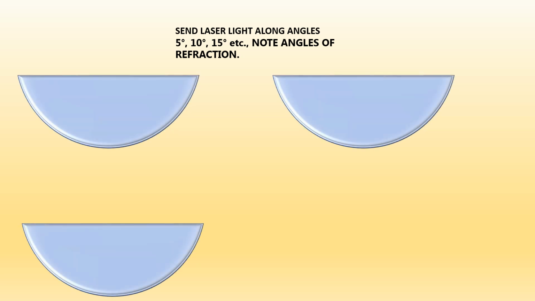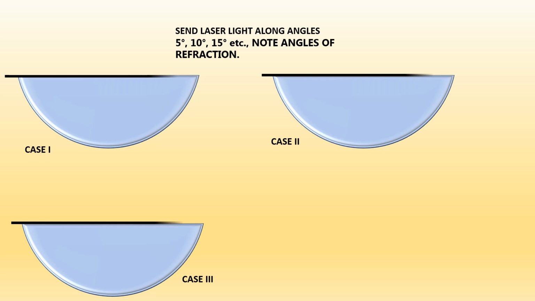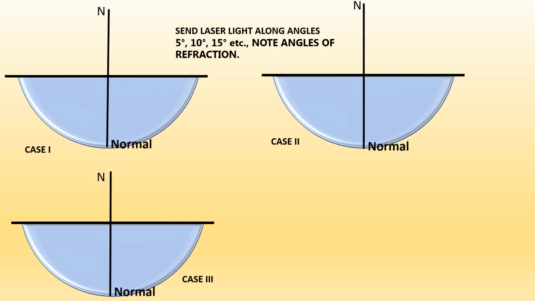Now send laser light along angles 5 degrees, 10 degrees and 15 degrees. Note the angles of refraction. For this, consider three semicircular glass slabs. Draw the boundary lines and also the normals. Now, with a certain angle of incidence, allow the light to pass from denser medium to rarer medium. See, the light ray has refracted away from the normal. Let I be the angle of incidence and R be the angle of refraction.